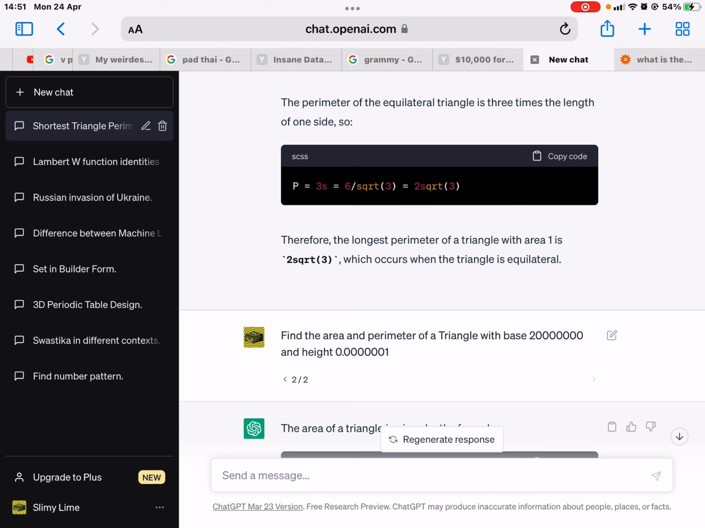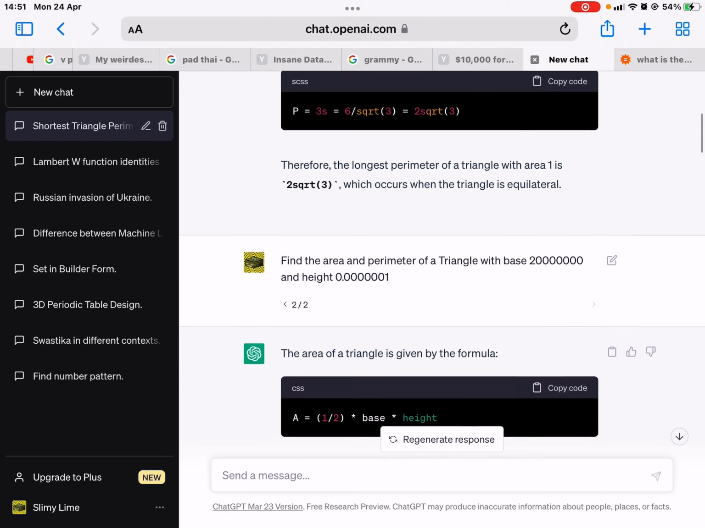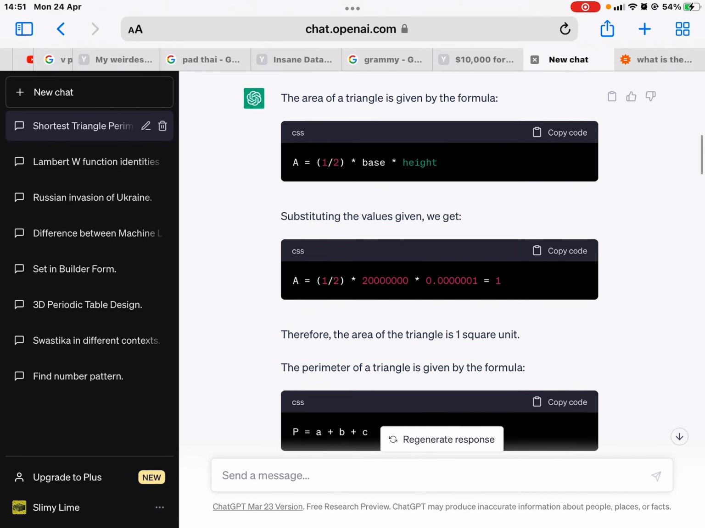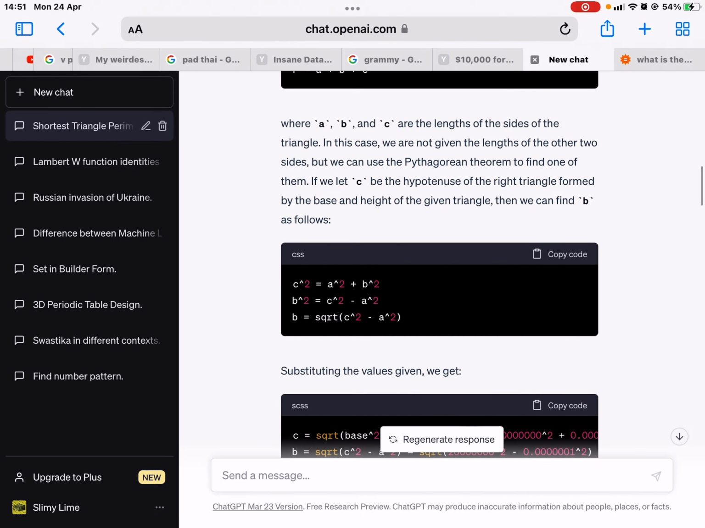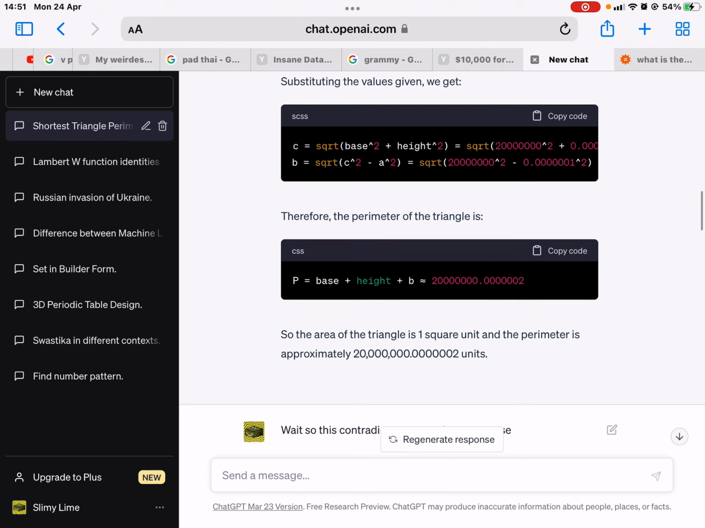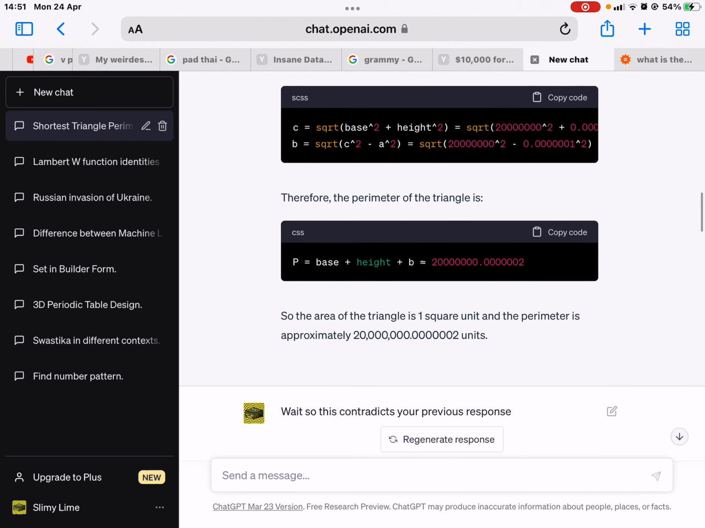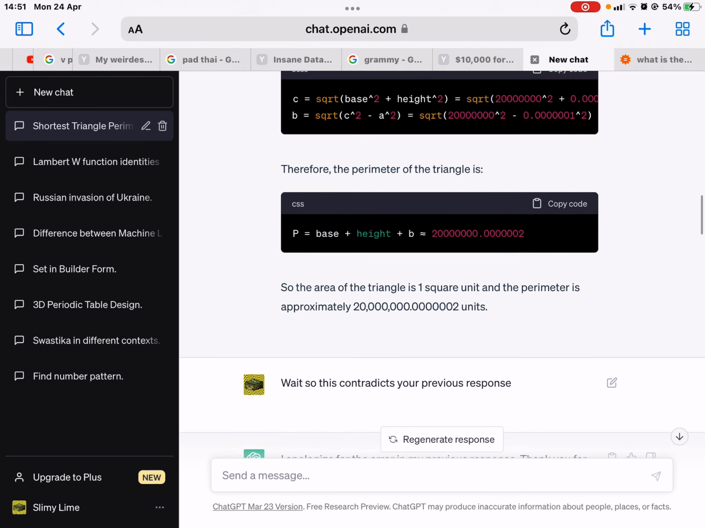Find the area and the perimeter of a triangle with base 20 million and height 0.00000001. And it calculated it out, and it got pretty much just that. Actually, this is wrong. It's supposed to be 40 million, not 20 million. So it's actually also wrong here. But still, it proved my point.